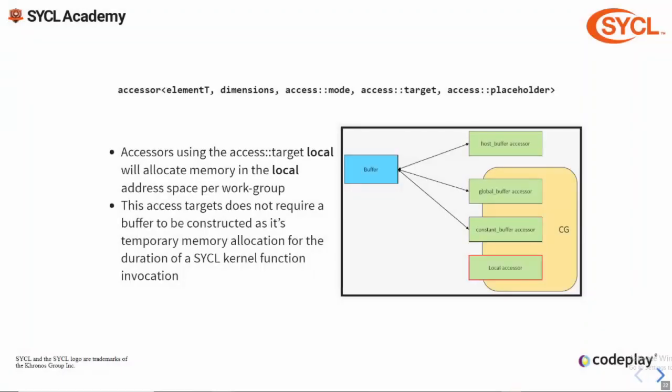Lastly, we have the local access target. Local accessors are a special case because they are not constructed from a buffer. Instead, you simply specify the type and the range of elements you want to allocate. However, local accessors allocate memory per workgroup, as they allocate memory in the local memory space. Local accessors are also only available for the duration of a kernel function.